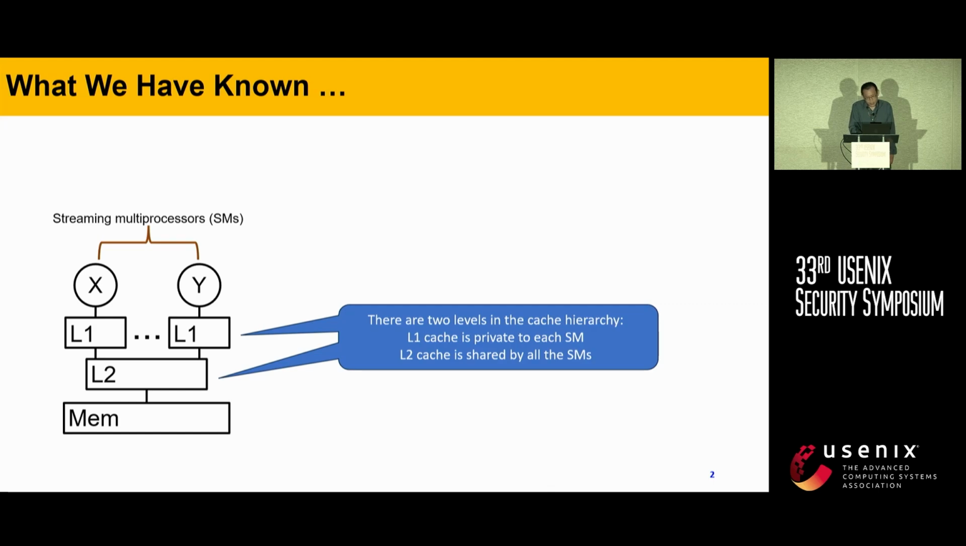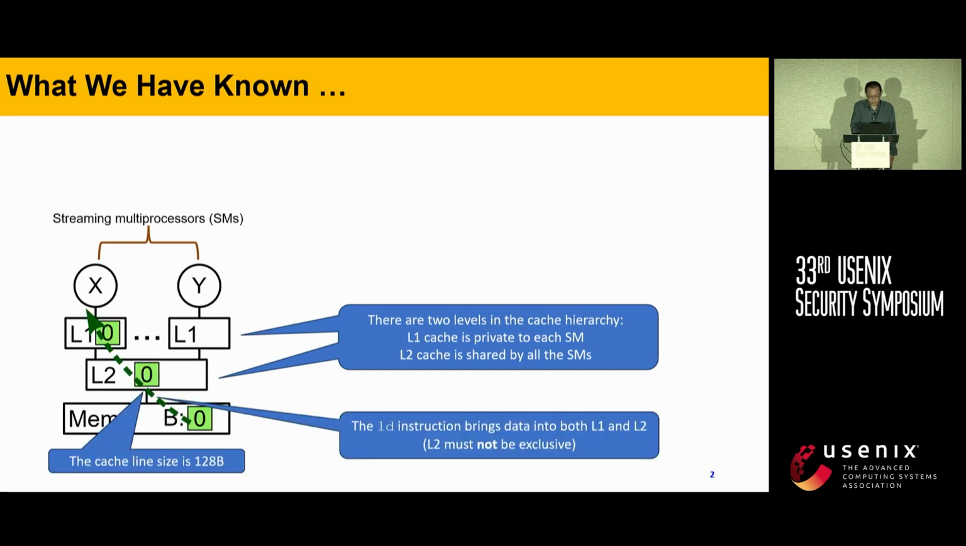We know that the NVIDIA GPU cache hierarchy consists of two levels. L1 cache is private to each basic compute unit called SM, standing for streaming multiprocessor. And L2 cache is the last level cache shared by all the SMs. NVIDIA documentation states that the load instruction brings data into L1 and L2 caches by default. So we can infer that L2 should not be exclusive. Although not explicitly stated, we can also find evidence to suggest that the cache line size is 128 bytes.